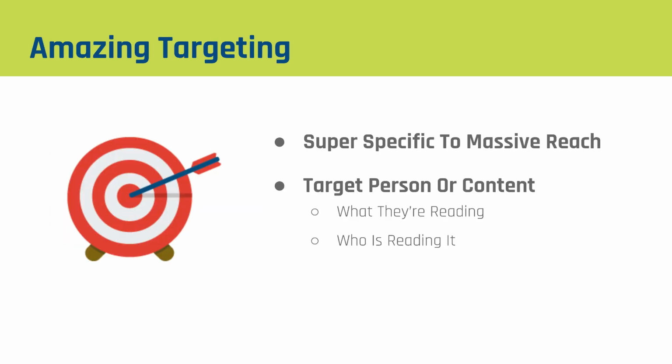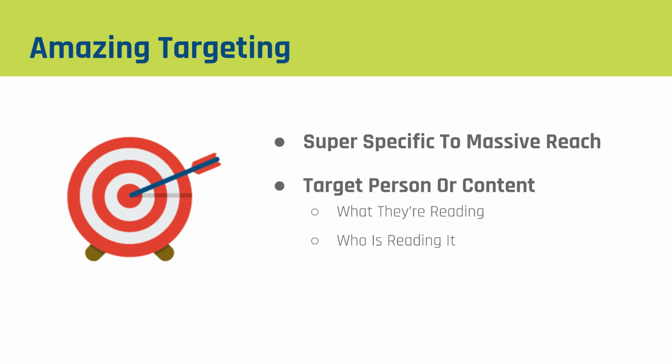The other piece about GDN is it has absolutely amazing targeting. You have the ability to go super specific all the way out to massive reach. And on top of that, you can choose to either target the person behind the computer, so that could be age, demographic, income, those types of information. And we get into Google data targeting, which is affinity and in-market audience, some really amazing stuff.